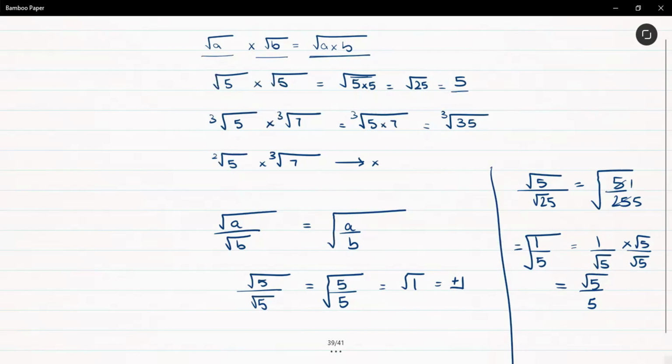In fact, if you had not used that rule, you could have used your common sense. I'm just explaining because I want to clarify that rule to you. We could write under root 5 as it is, and what is under root 25? It's 5. So as you can see, the same answer is coming, which proves again that our methodology is correct.